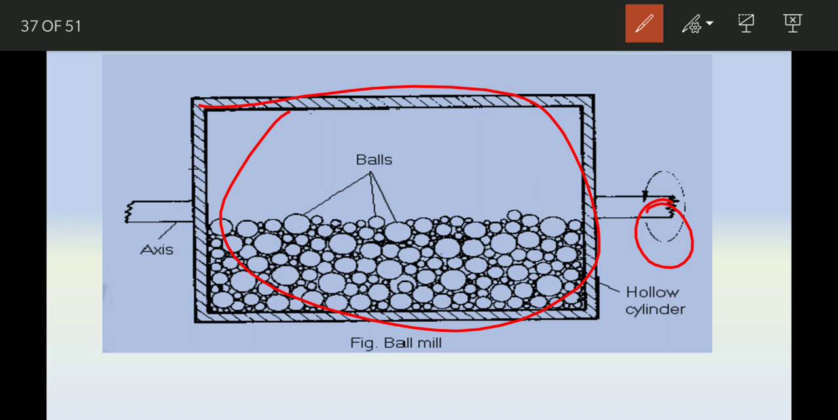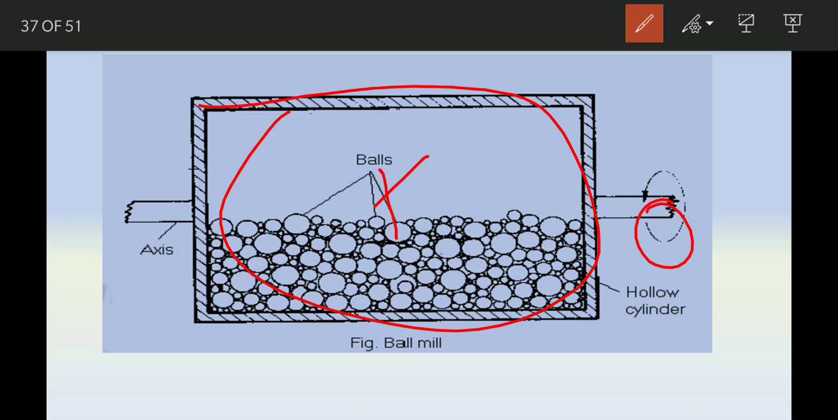The cylinder contains balls that occupy 30 to 50% of the mill volume. The weight of the balls is kept constant. The ball size depends on the size of the feed and the diameter of the mill. Balls are made up of steel, iron or stoneware. These act as the grinding medium.